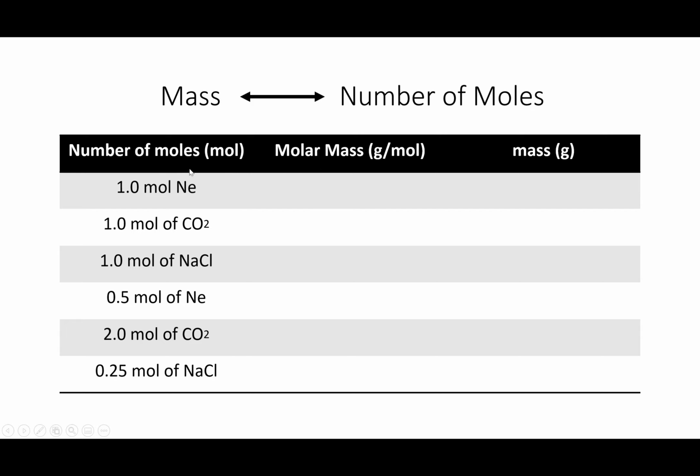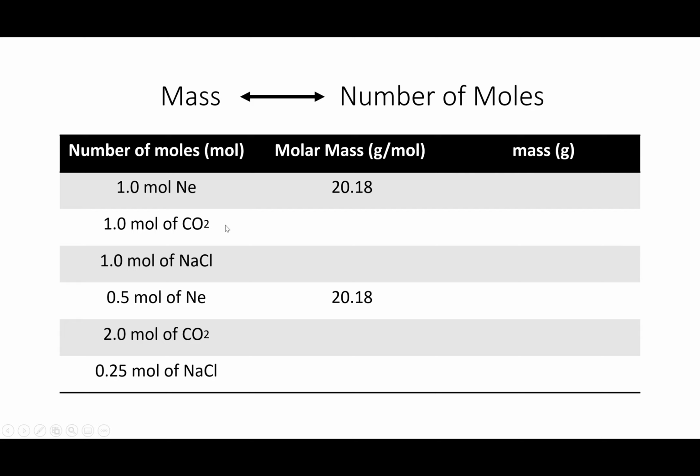So if I have these amounts of moles, I want to determine the mass of them. The first thing that I'm going to do is figure out what the molar mass is of each of these individual substances. So for neon, it's just the atom, so I get the number off the periodic table, 20.81 grams for 1 mole. For carbon dioxide, I'm going to need to take the sum of the molar mass of the carbon and of the 2 oxygens.